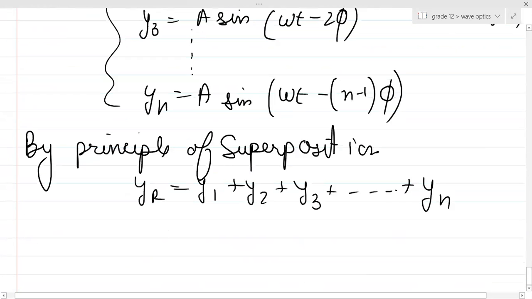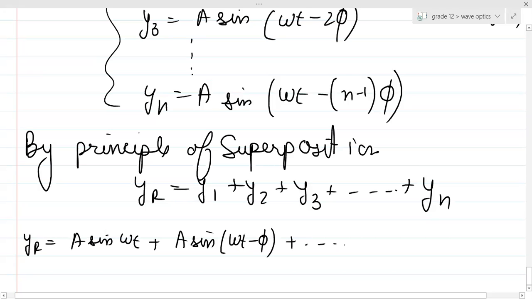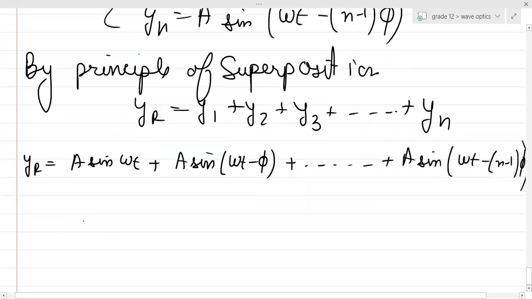So basically what will I do? I'll just add all of these together. When I add all of these together, it will become a sine omega t plus a sine of omega t minus phi plus a sine of omega t minus 2 phi, up to a sine of omega t minus n minus 1 phi. Is this clear?